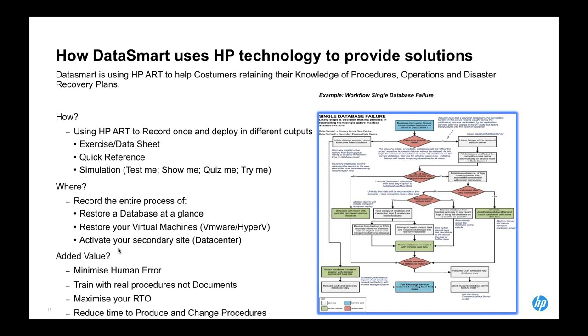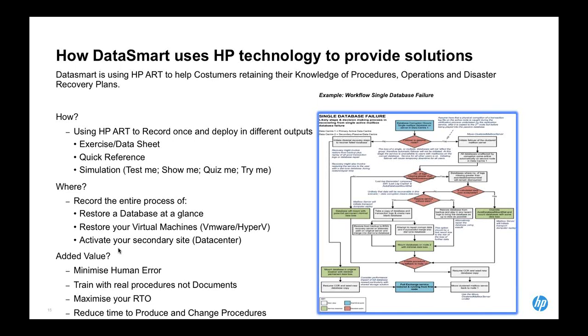Well, where can we use the Adoption Readiness tool? We can record, for example, a restore of a database as a class. We have seen it. We can restore a virtual machine in VMware or Hyper-V, so it's part of, for example, a disaster recovery plan. We can record all the steps to activate your secondary site if it's that situation.